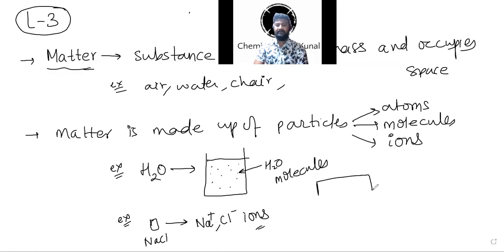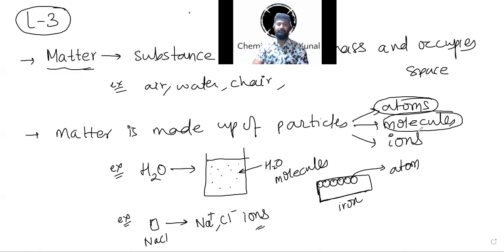And suppose I have a piece of iron bar, and these are the atoms we have, right? So it is basically made up of atoms. If you break it and get the smallest particle, that would be an atom. That's why I said matter is sometimes made up of atoms, sometimes made up of molecules, and sometimes made up of ions. Now, moving on.